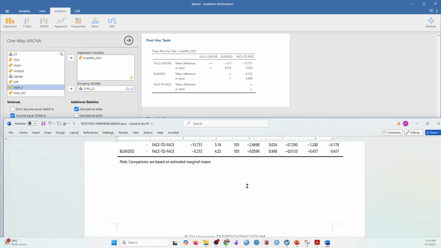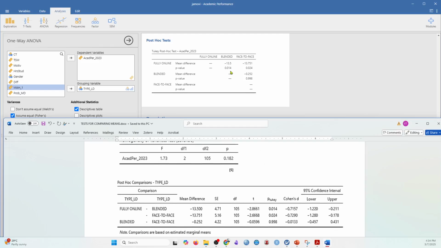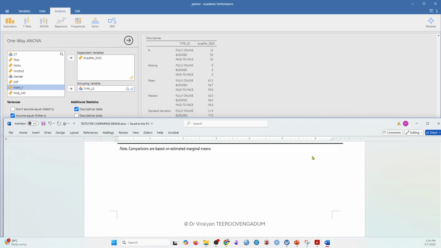Right, here it is. Maybe you can see it better in the table here, right? So what we can find here, when we compare fully online with blended, the p-value is 0.014, so statistically significant difference. And fully online with face-to-face, again, statistically significant, 0.024. But when we compare blended with face-to-face, then we get a p-value which is greater than 0.05 for sure here, and we can say that the mean difference is not statistically significant. So therefore, the statistical difference between means is specifically between fully online and the 2 other ones. Okay. So that's what we're saying here.